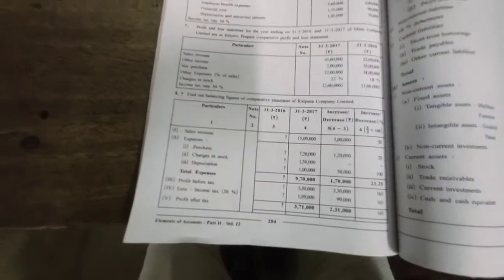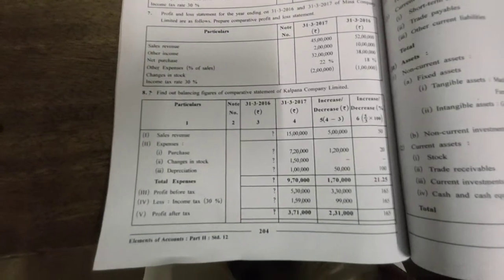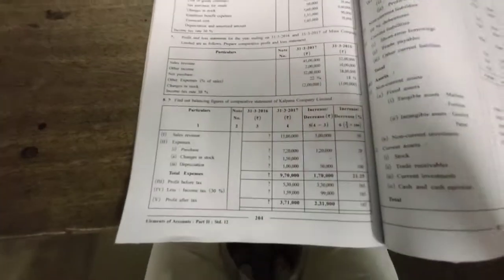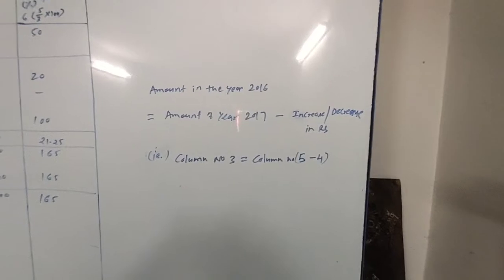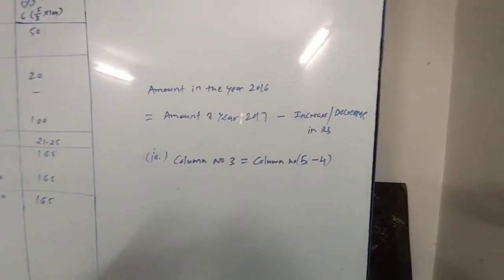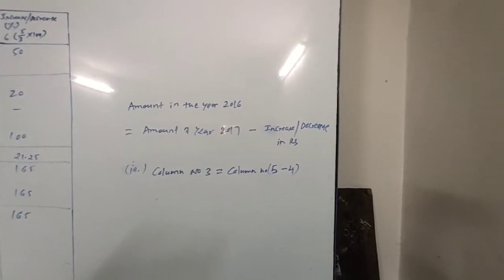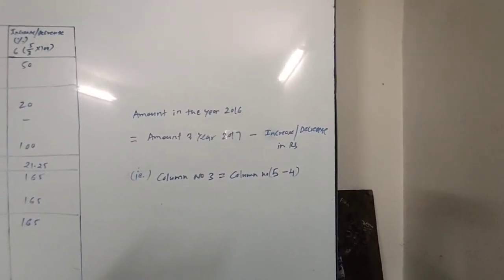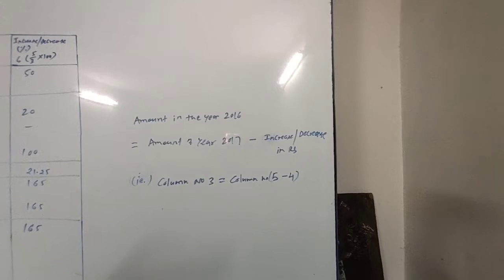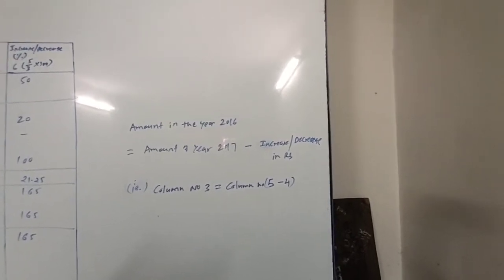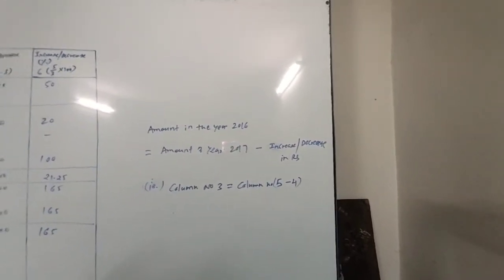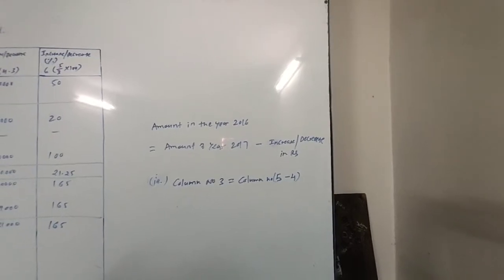So this sum is very simple to do. Okay. So here it is. This formula we will apply. Amount in the year 2016 equals amount in the year 2017 minus increase or decrease in rupees. That is, column number 3 equals column number 5 minus 4. Okay friends.